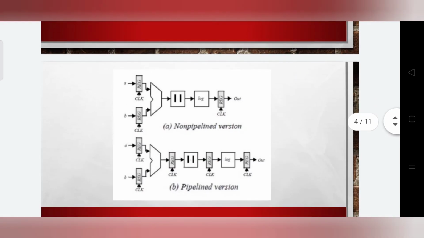This is the non-pipelined version and the pipelined version. Here, in the pipelined version, an edge-triggered register is introduced between each calculation stage. In the pipeline, we can use either an edge-triggered D flip-flop, a pulse-triggered D flip-flop, or level-triggered D latches. By using level-triggered latches, the latches are clocked with the clock and its complement alternately.